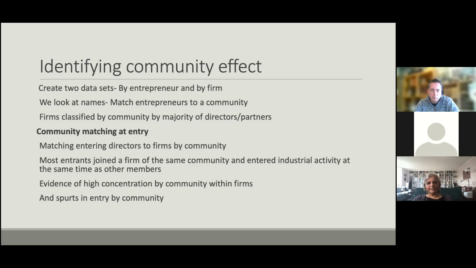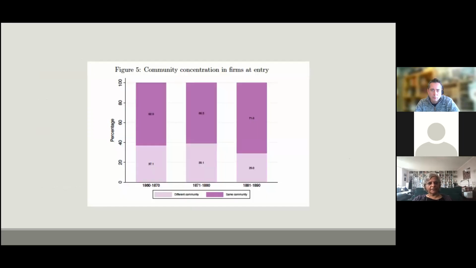What we find is at the point of entry, each entrepreneur tended to enter a firm which belonged to the community. So you can see at the point of entry, most of the members of a community would enter a firm which is classified as belonging to that community. And this is true for almost all the period. In fact, it actually becomes much more important over time.